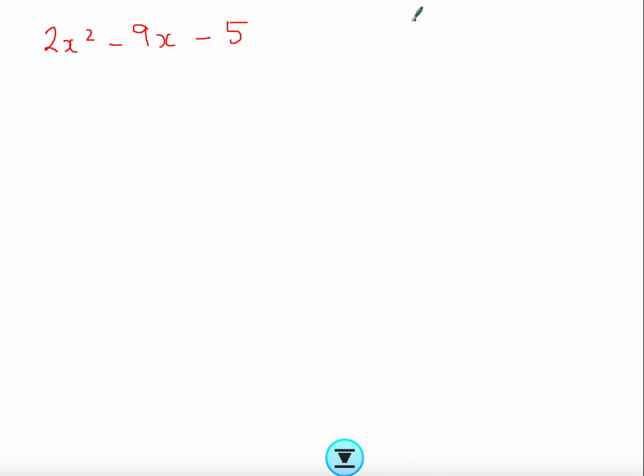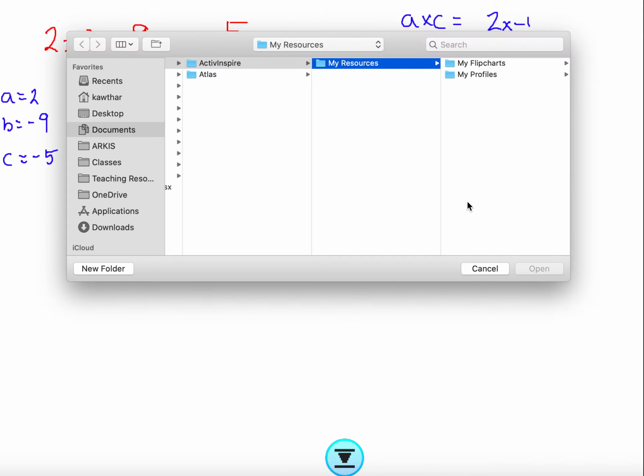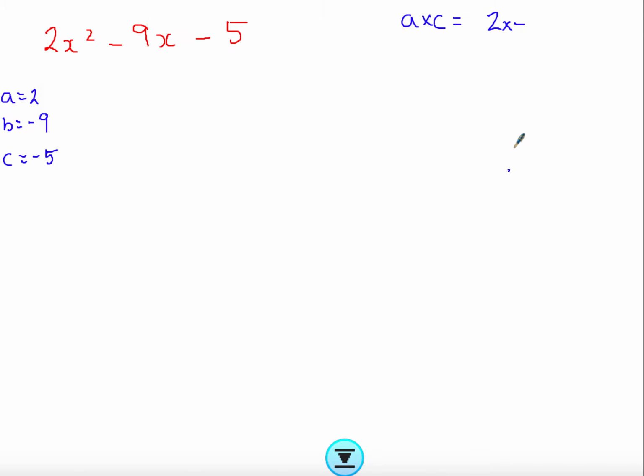So the first step was to look at a times c, which is, or let's write the values down. A is 2, b is negative 9, and c is negative 5. A times c would be 2 times negative 5, which would be a negative 10.